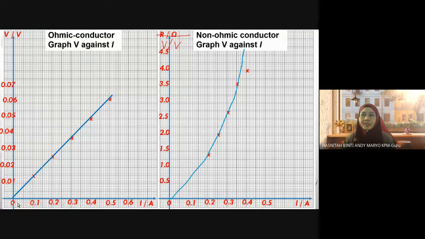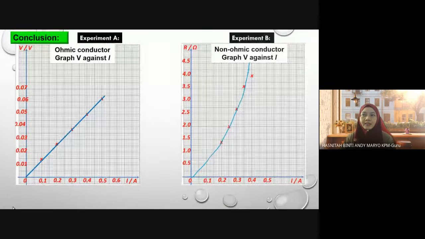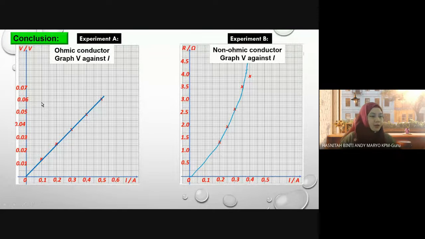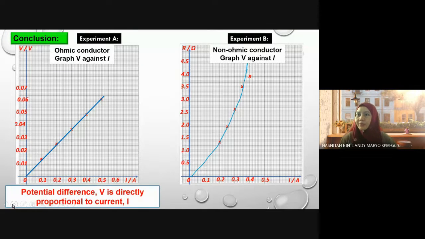Okay, students, so from here, what can you say about the relationship between V and I for ohmic conductor? And what is the relationship for V and I for non-ohmic conductor? Anyone? Can you write the conclusion for this experiment? It is on the second page. Okay, how to write the conclusion? Directly proportional for ohmic. Yes, very good, Gojo. How about the non-ohmic conductor? What relation can you say there?